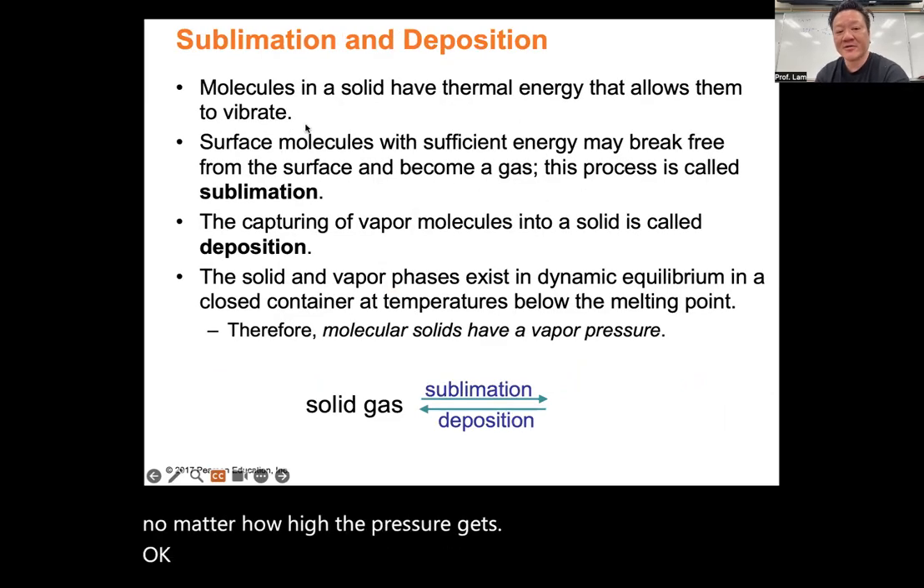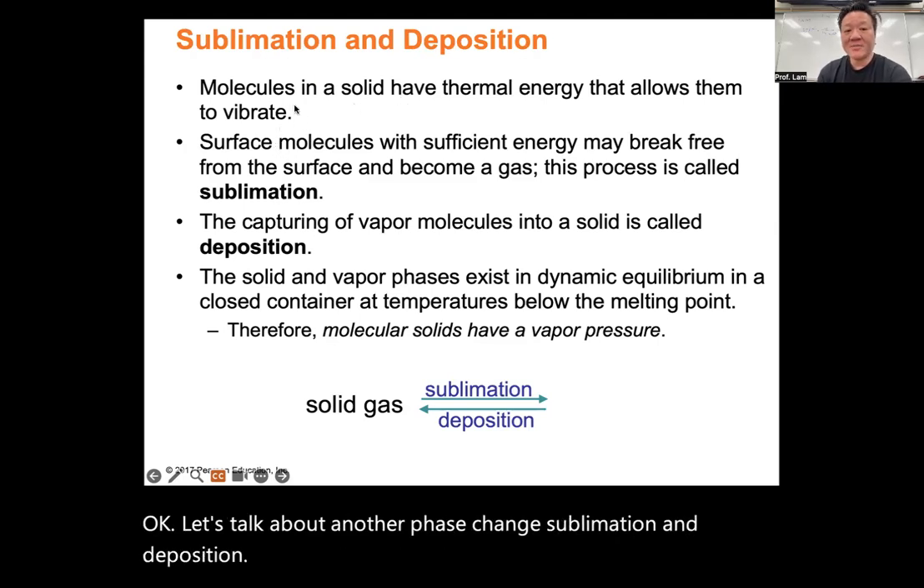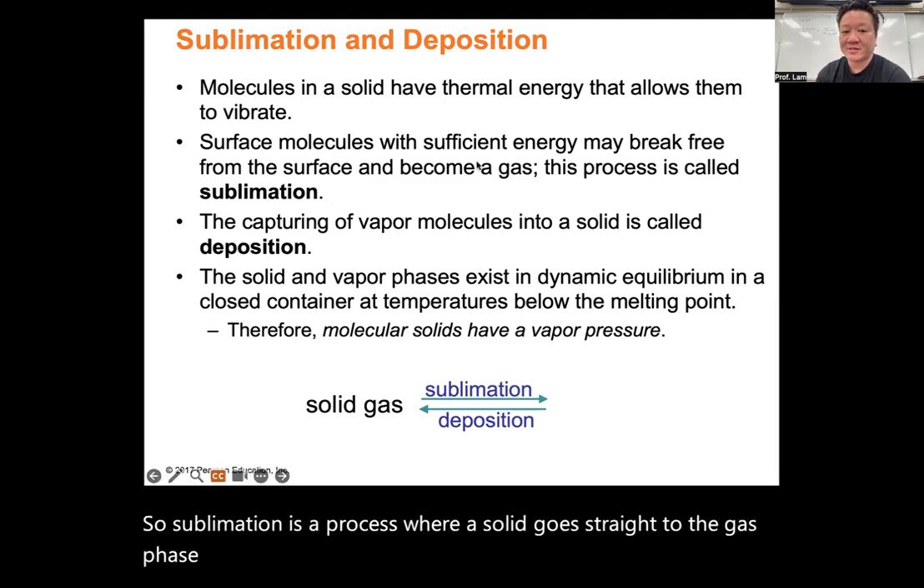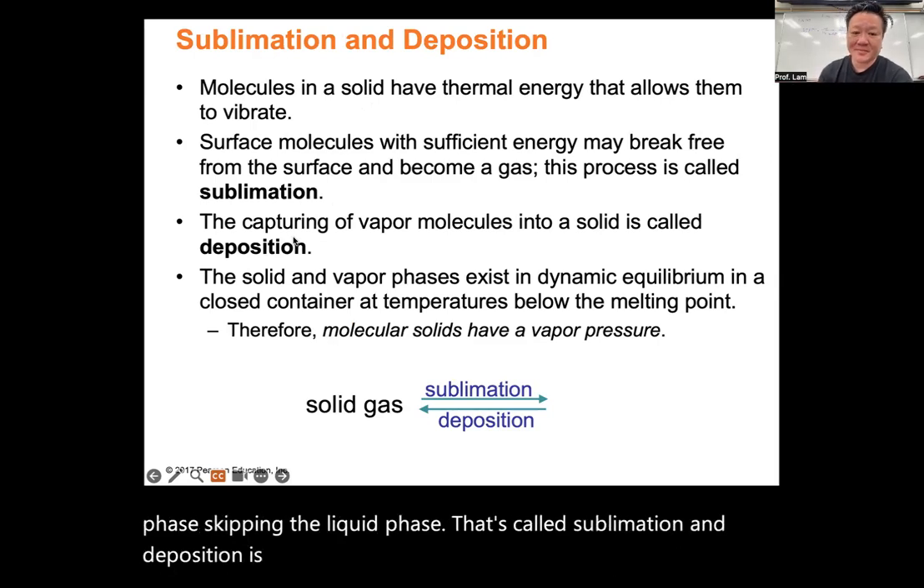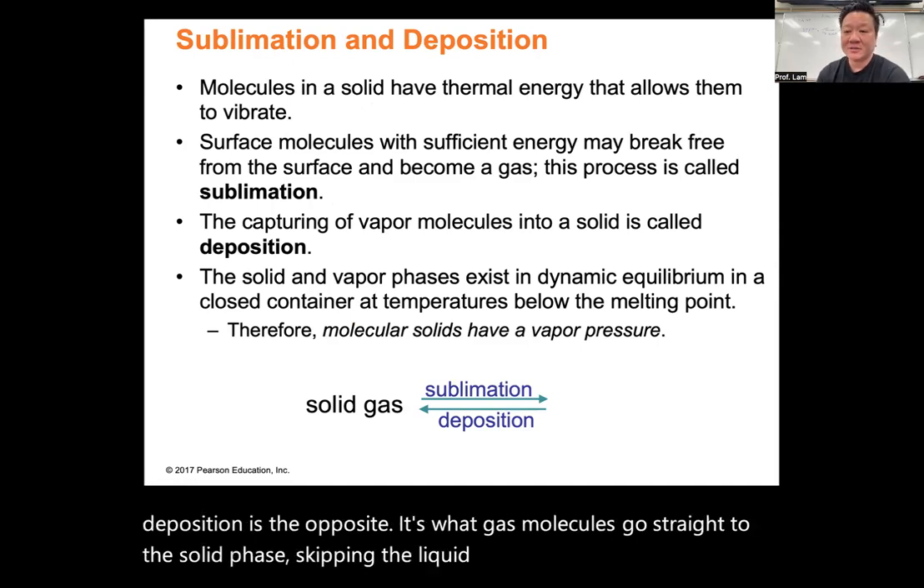Okay, let's talk about another phase change, sublimation and deposition. Sublimation is a process where a solid goes straight to the gas phase, skipping the liquid phase. That's called sublimation. And deposition is the opposite. It's when gas molecules go straight to the solid phase, skipping the liquid phase. So they are opposites of each other.